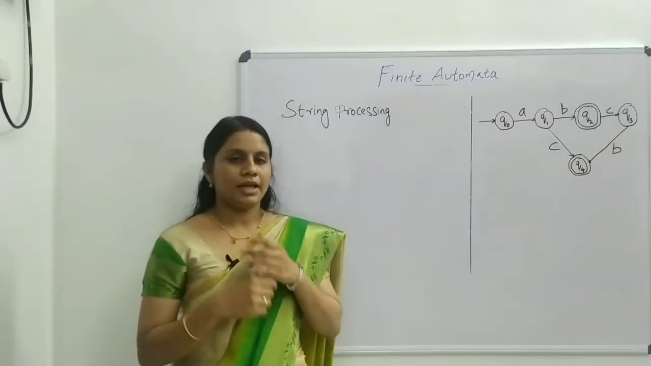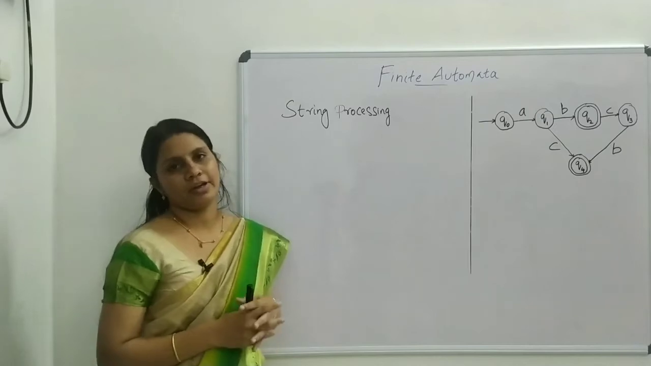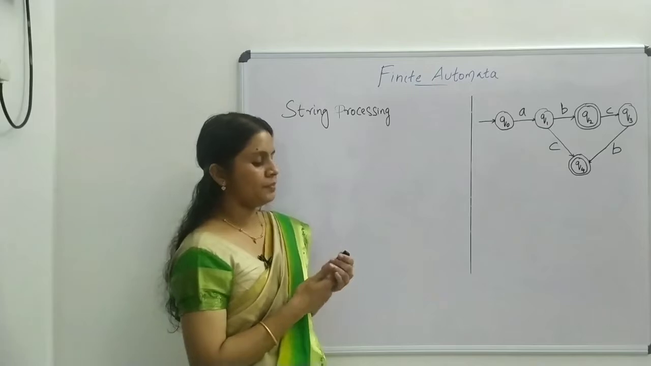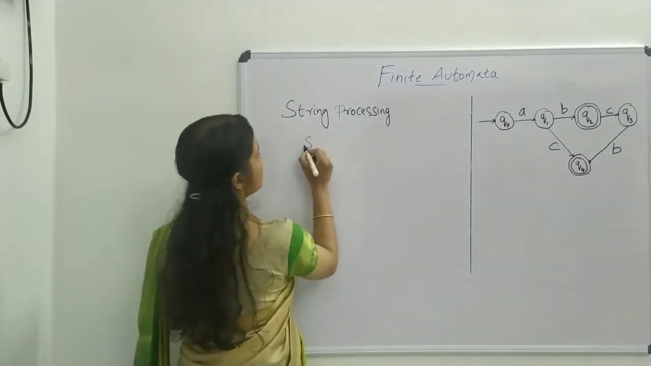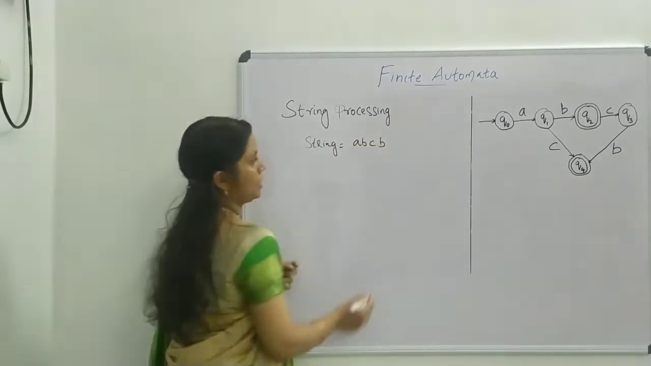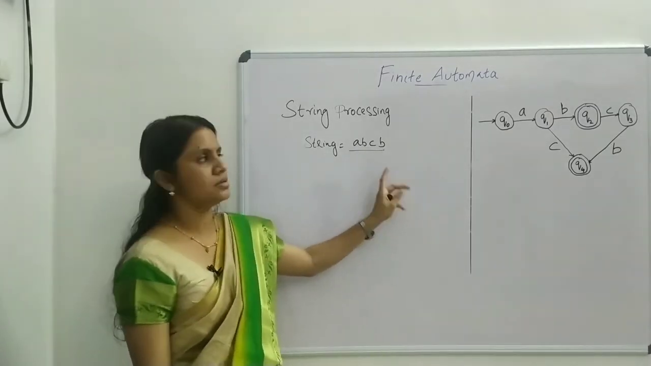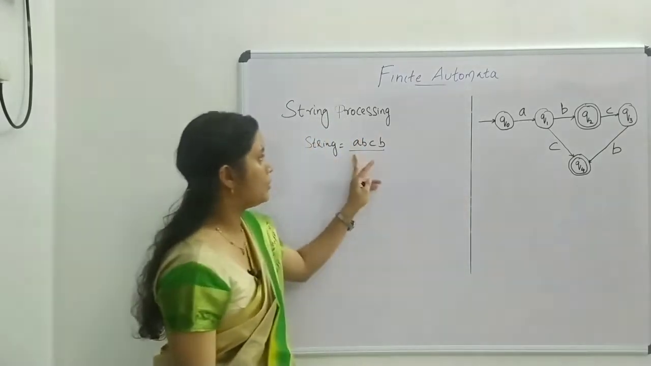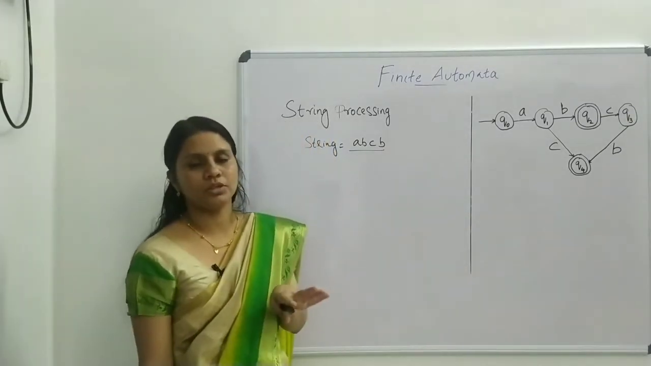Next we will look at how a string is processed by a finite automaton. A string is a finite sequence of symbols, right? Here we have to check the string ABCB. We have to check whether this string ABCB is accepted by the finite automaton. Does this finite automaton accept this string? How do we find out? We have to check.